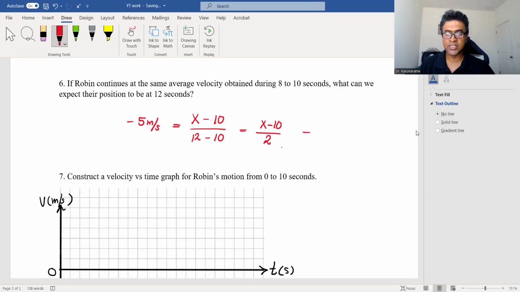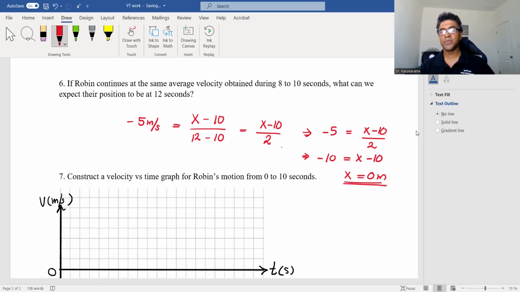So then let's simplify this further. Minus 5 equals x minus 10 divided by 2. We get minus 5 times 2, which is minus 10, equals x minus 10. Then you can easily see minus 10 and minus 10 cancel out, so x is going to be 0 meters. So at 12 seconds, if Robin maintains the same average velocity of minus 5 meters per second, he will be at the origin, at 0 meters.